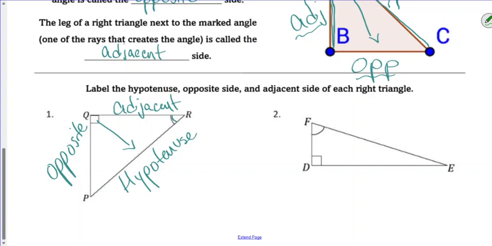In triangle FDE, F is my marked angle. This side is adjacent. It's directly next to that angle. It's creating that angle. DE is the opposite side. It's across from the angle. And the longest side, FE, is called the hypotenuse. We need to be consistent about the way we talk about these because we're actually going to relate these sides in these generic triangles that we really know almost nothing about.